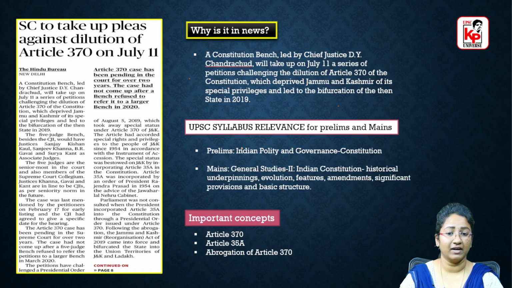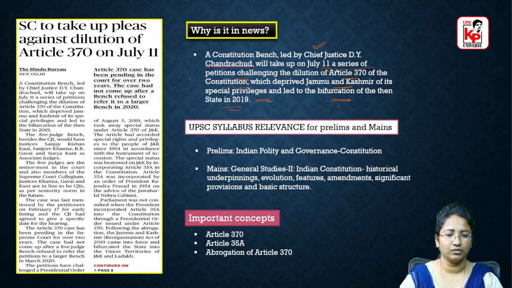First of all, why is it in news? A constitution bench led by Chief Justice D.Y. Chandrachud will take up on July 11th a series of petitions challenging the dilution of Article 370 of the Constitution, which deprived Jammu and Kashmir of its special privileges, and led to the bifurcation of the then state in 2019. So this is why it is in news today.